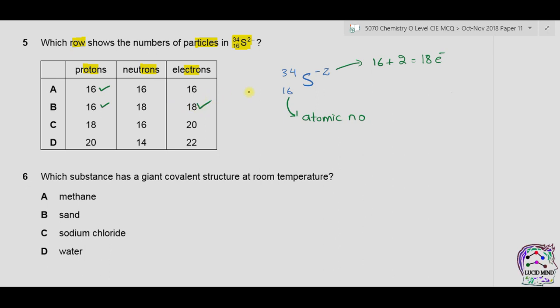Third is to find the number of neutrons. Now neutrons is equal to nucleon number minus atomic number. There are 18 neutrons present. Correct answer is B.